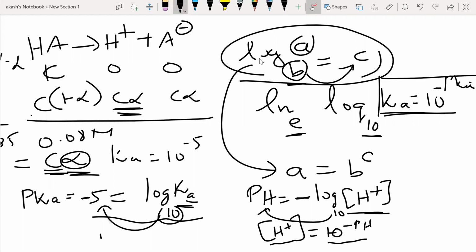But it's better to remember the mathematics. It is anyways going to be useful in the future also. Just like how the H plus concentration is equal to 10 to the power minus pH, the Ka value is equal to 10 to the power minus pKa. Either you use the mathematics or you use the formula, either way I want you to do the problem. That is what is more important.